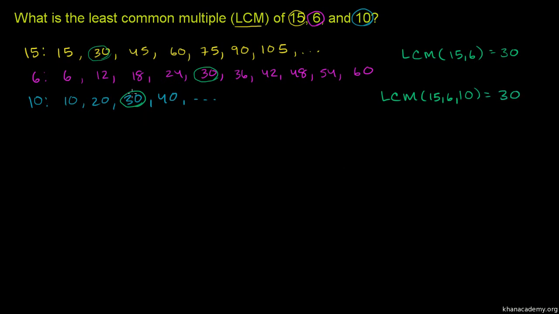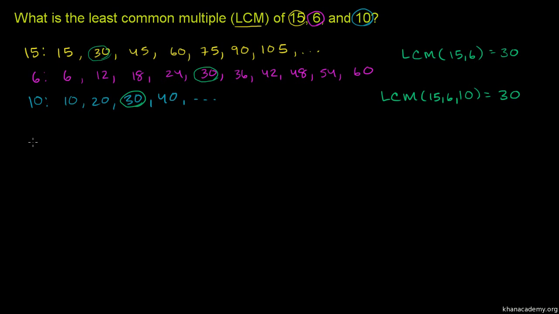Now, this is one way to find the least common multiple. Literally, just look at the multiples of each of the numbers, and then see what the smallest multiple they have in common is. Another way to do that is to look at the prime factorization of each of these numbers. And the least common multiple is the number that has all of the elements of the prime factorizations of these and nothing else. So let me show you what I mean by that.